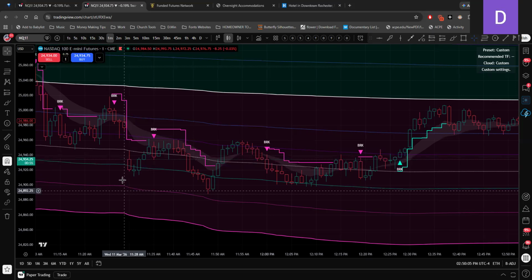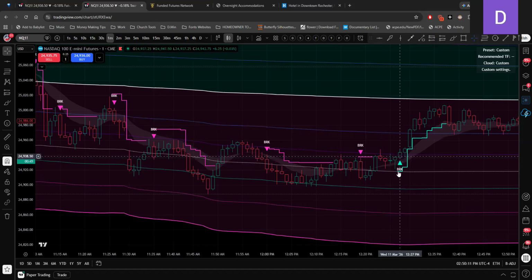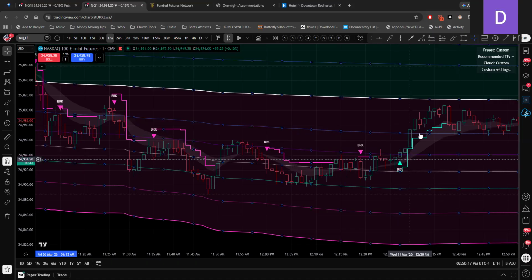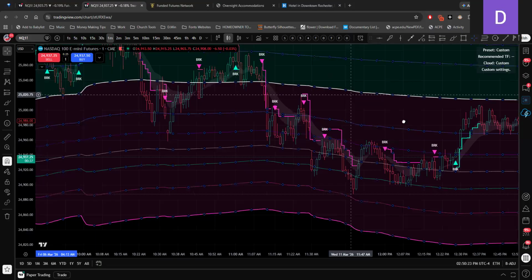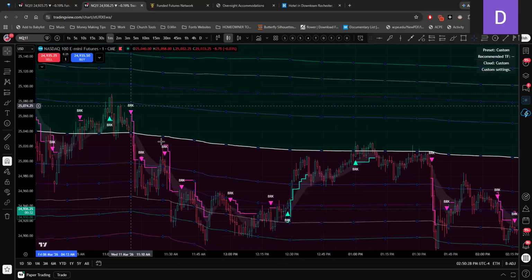Okay. You get a buy right here, stop loss here, take profit here. Boom. Or if you want to continue to hold it, you would have got stopped out right here. Okay. Me personally, I don't like trading on this setting, but if you're a scalper, this is all you. Have fun. You already made a lot of money.